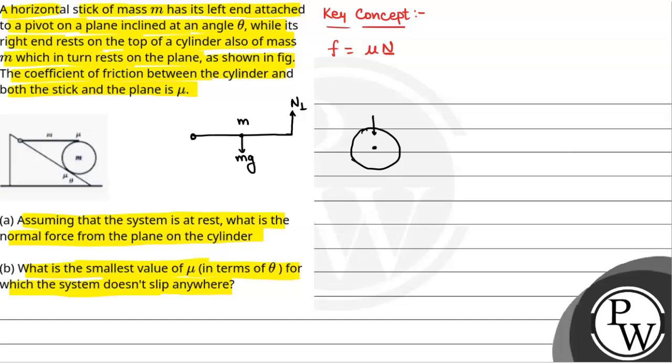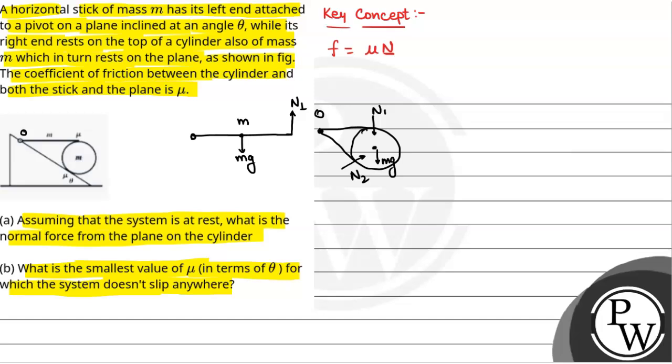Now, for the cylinder, let us draw the free body diagram about this point O, which is the pivot point. This is the stick, and let us draw the diagram for this cylinder, and this is the inclined plane. So this is point O. Now N2 will be due to the inclined plane, and that will also be towards the center. This will be N1, which is due to the stick, and at the center the cylinder's weight will act downward, that is mg, and there will be two frictional forces acting on this cylinder.